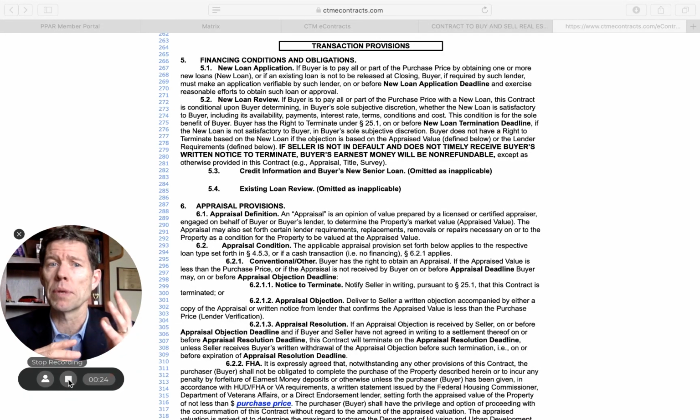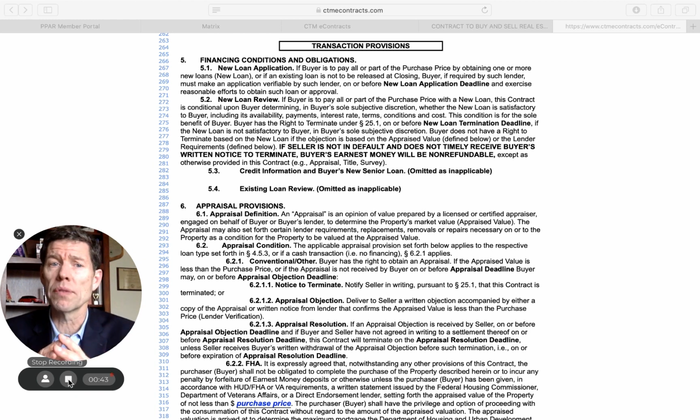5 is going to be their new loan application, which they have to get submitted by the application deadline in order to move forward. This actually protects the seller to some extent. If the buyer fails to get their application in, the seller can then move on if they have another better offer that they would prefer to entertain.